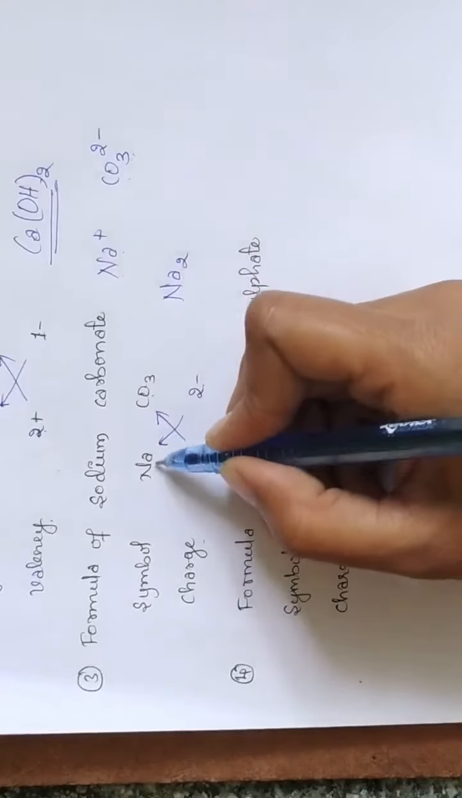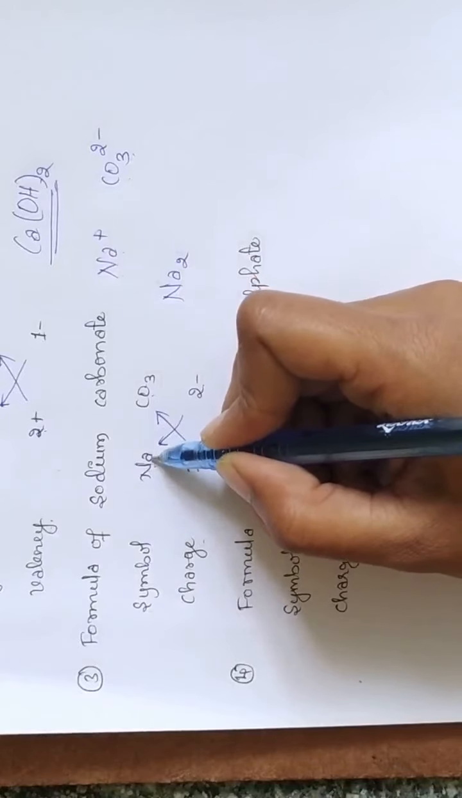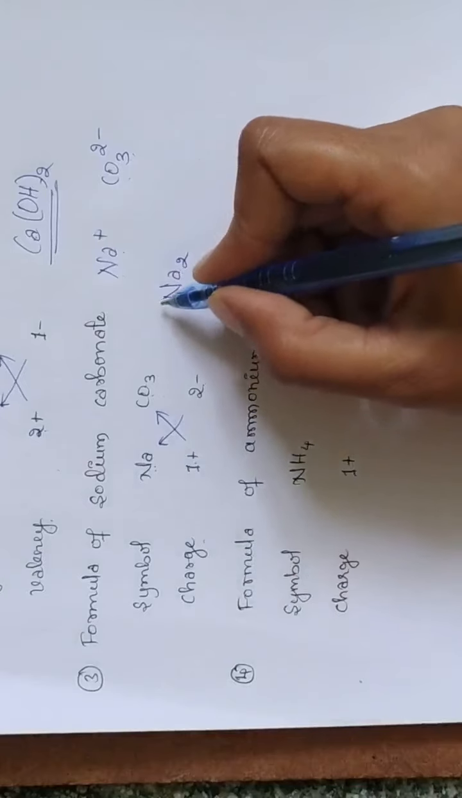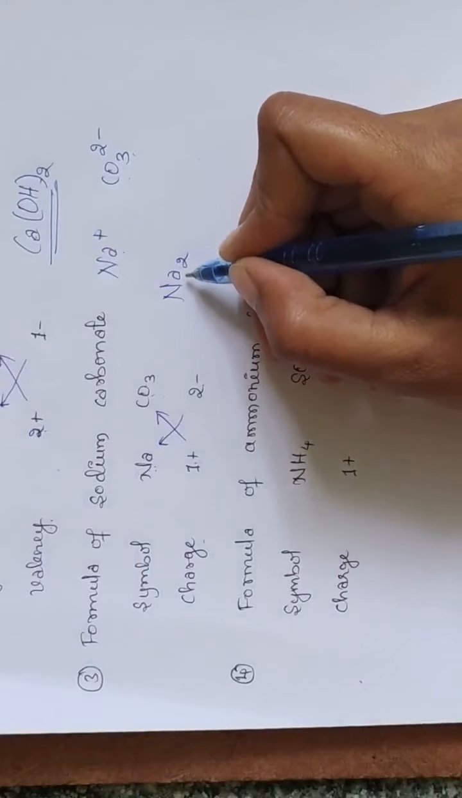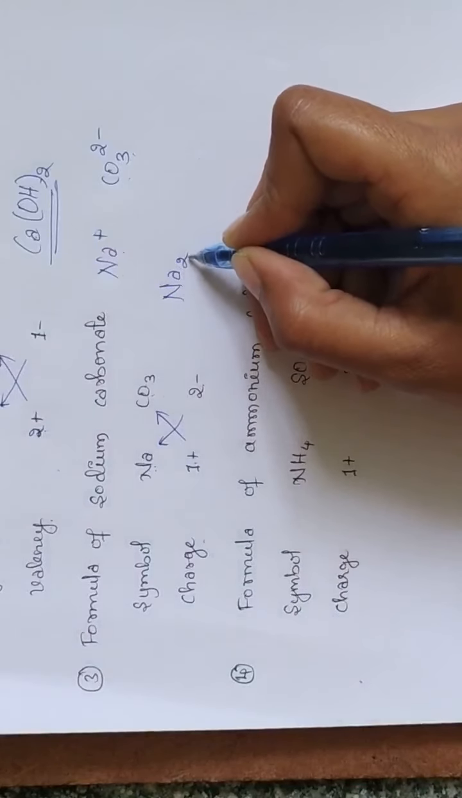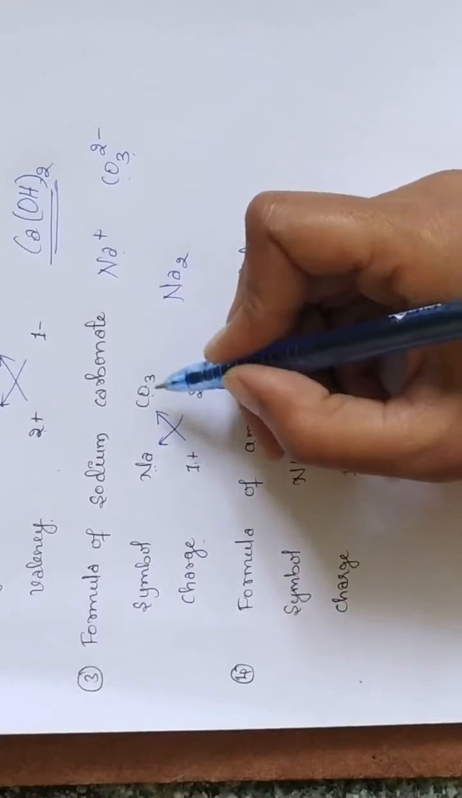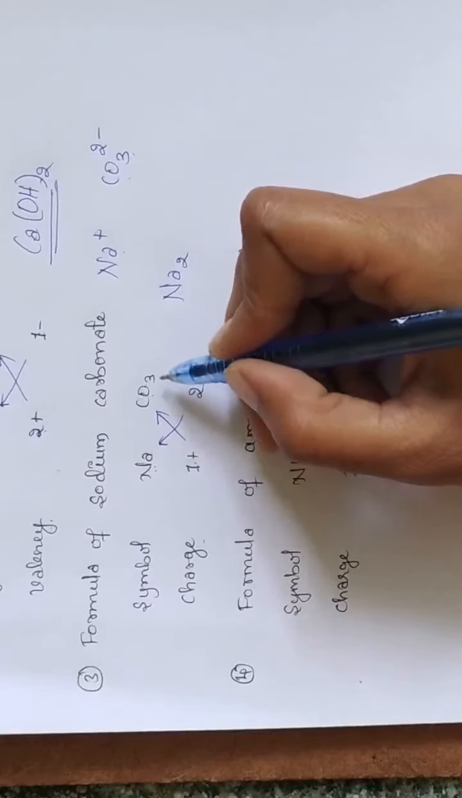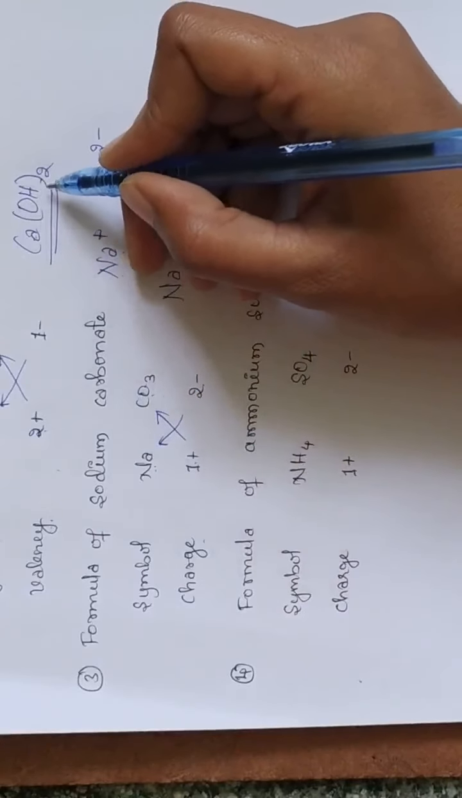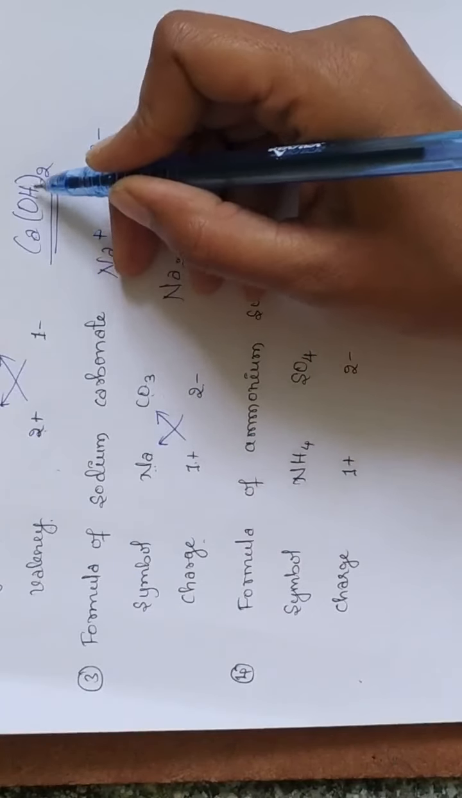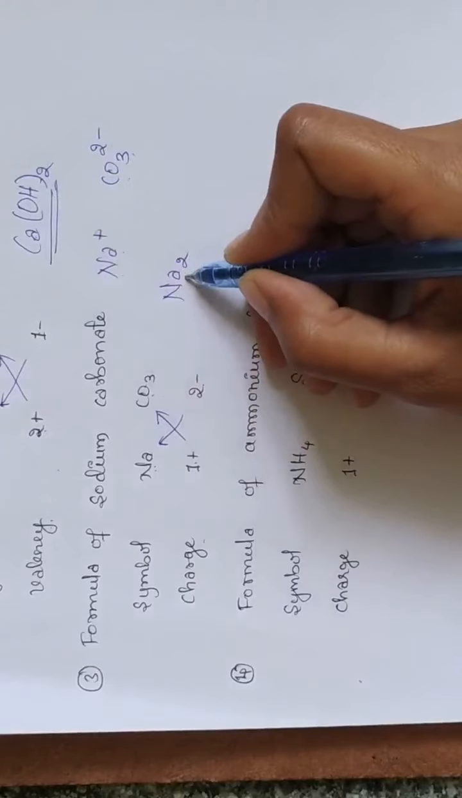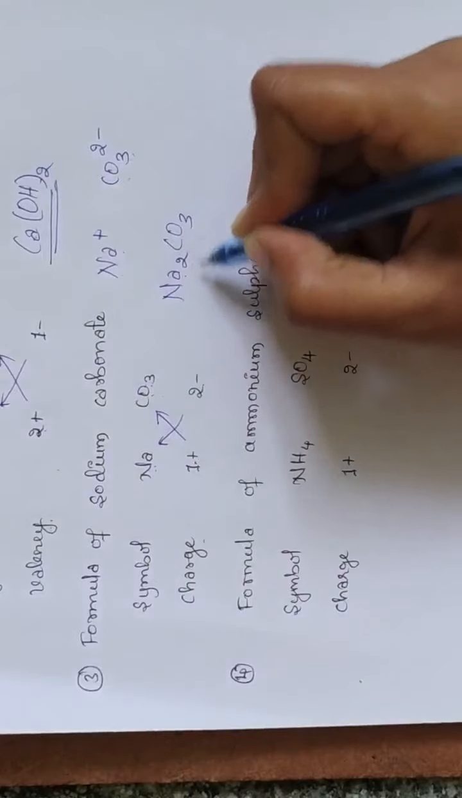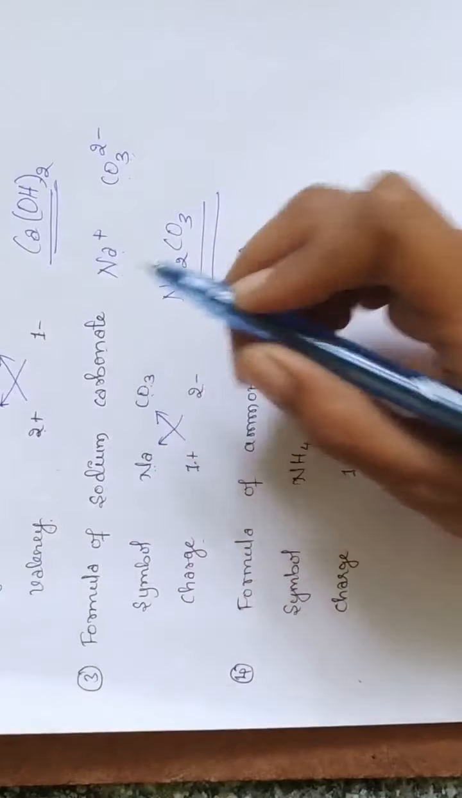Na2. See here, children, this sodium is not a polyatomic ion, it is a monoatomic ion. Therefore no need of writing the sodium inside the bracket. Just write it like this. Only in the case of polyatomic ions do we write that polyatomic ion inside the bracket and put the number outside the bracket. So Na2 carbonate, CO3 into 1, so CO3. This is the chemical formula of sodium carbonate.